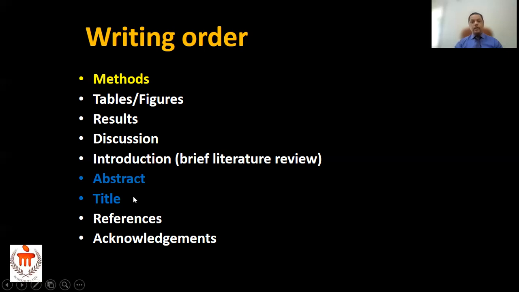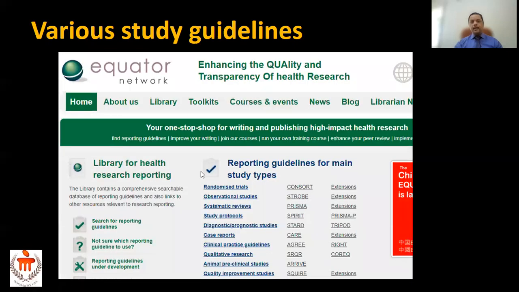So this writing order changes. The various study guidelines, how we need to present or how we need to report, like for randomized studies, the CONSORT guidelines, observational studies, the STROBE, case reports, CARE guidelines. So there are many of these guidelines. This particular website gives you the details of all these very nicely. So go along with this and check whether your manuscript matches all these things.